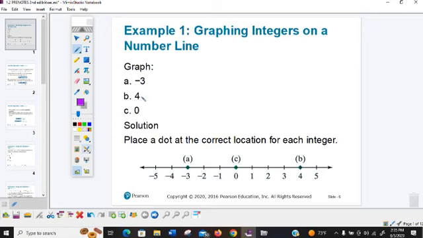So we have negative 3, 4, and 0. Remember on your number line, the negatives are to the left, positives to the right. Negative 3 would be here. Positive 4 would be over here. And 0 would be here. So let's talk about their order.